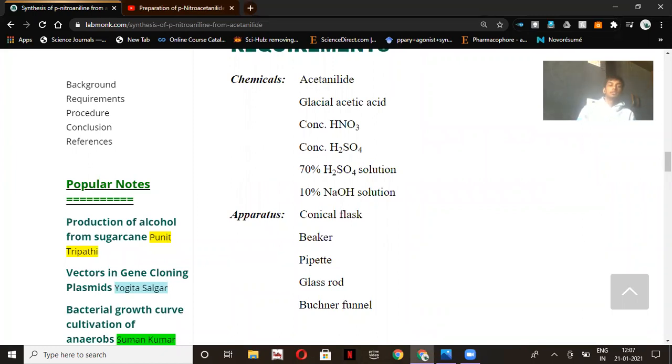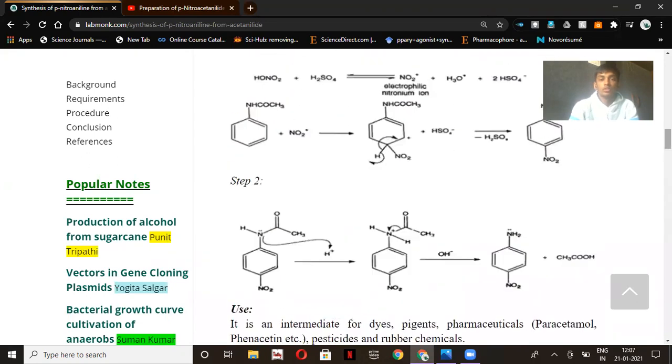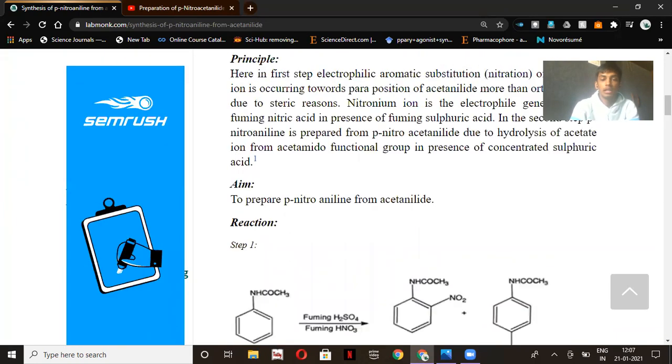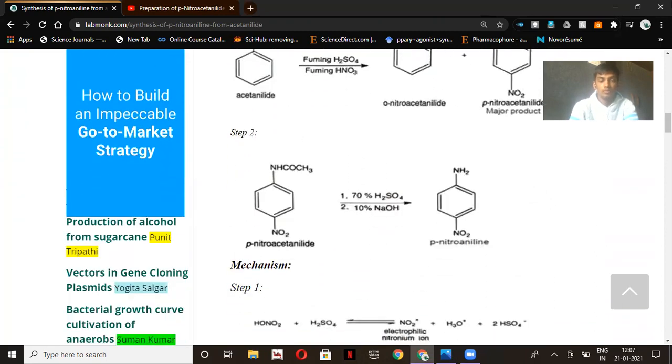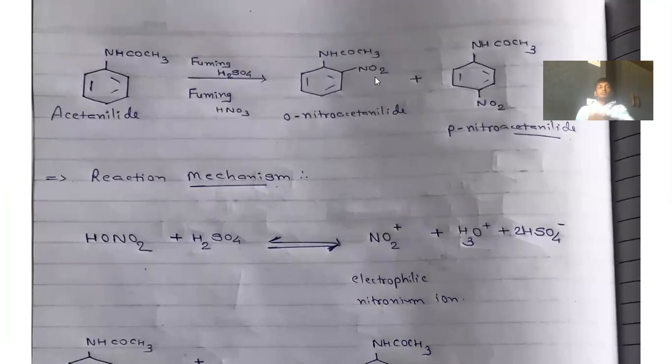What are the apparatus that are required? Conical flask, beaker, pipette, glass rod, Buchner funnel, etc. So first, let me show you the reaction and the mechanism of this synthesis. Here it is the mechanism and reaction. So in the reaction, acetanilide undergoes electrophilic substitution in the presence of fuming sulfuric acid and nitric acid, and it produces two products: orthonitroacetanilide and para-nitroacetanilide, in which para-nitroacetanilide is the major product.